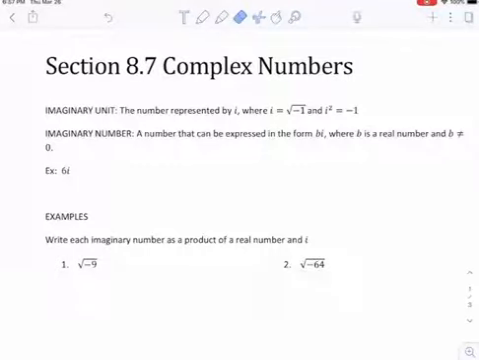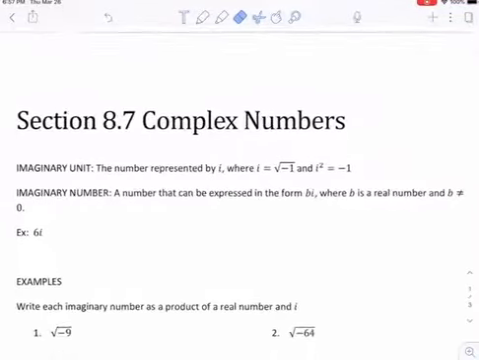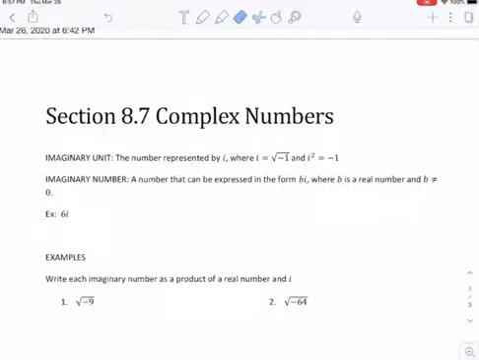Okay, I also want you to keep in mind, i actually represents the square root of negative 1. And then i squared, if I were to square the square root of negative 1, would equal negative 1, right? When you square a square root, the radical goes away and you're left with the number inside. An imaginary number is a number that can be expressed in the form bi, where b is a real number, and obviously it can't be 0 because then we wouldn't have an i. So for example, 6i would be an example of an imaginary number.